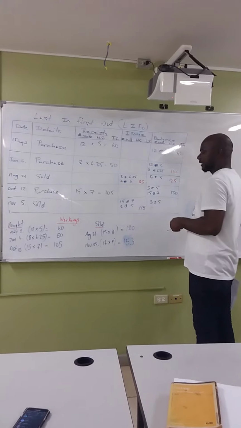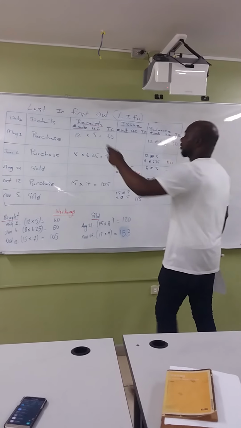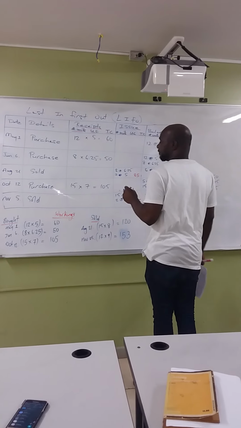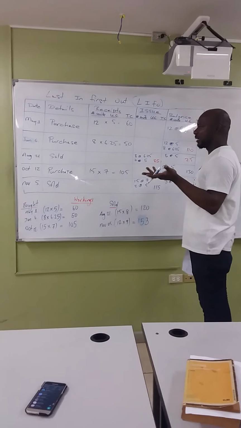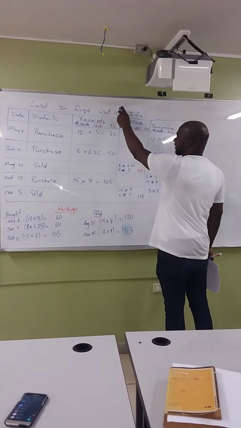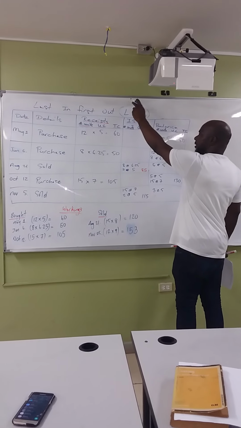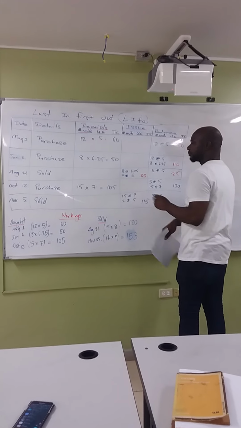Now we're using the very same question, but what we're going to be looking at now is your last in, first out, the LIFO. Now with the LIFO method, remember that the last goods that you received would have been the first that you're going to send out. The last goods that you receive are the first that you're going to distribute.